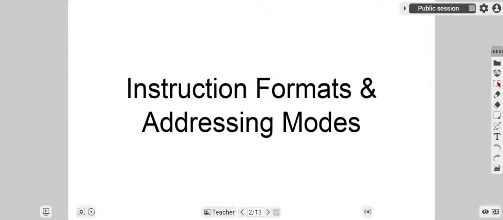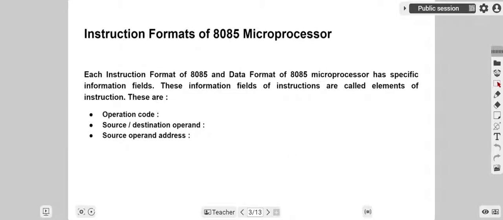So that's why we studied the instructions first, and now the idea would be very clear how these instructions work and what the addressing modes are for all these instructions. So starting with the instruction formats, each instruction format of 8085 and data format has specific information fields. These fields of instructions are called elements of instructions. So one instruction comprises a number of fields.